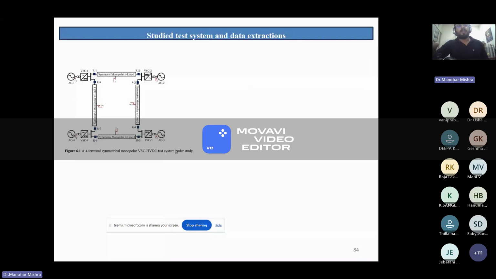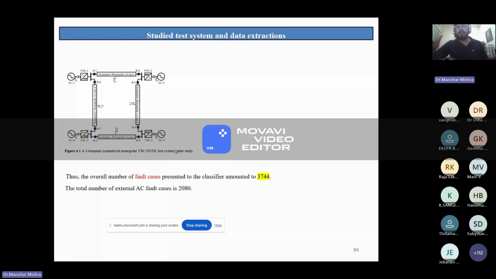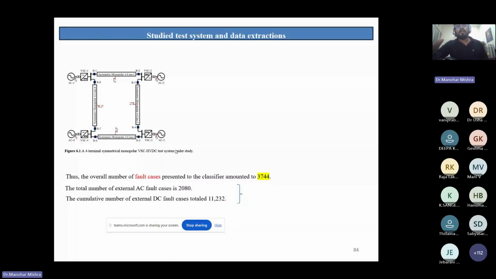This is the 4 grid systems, 4 terminal symmetrical monopolar HVDC link. Overall, the fault cases we have simulated are 3444 total AC faults, meaning AC side, 2080 cumulative DC faults, and 11,232 for the no fault condition.